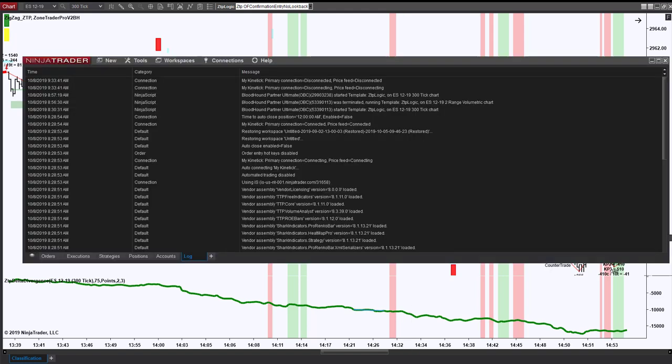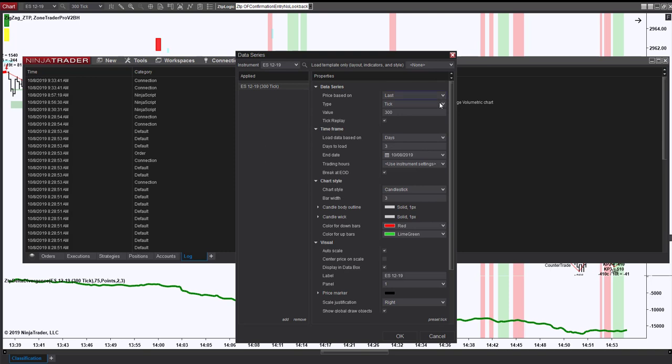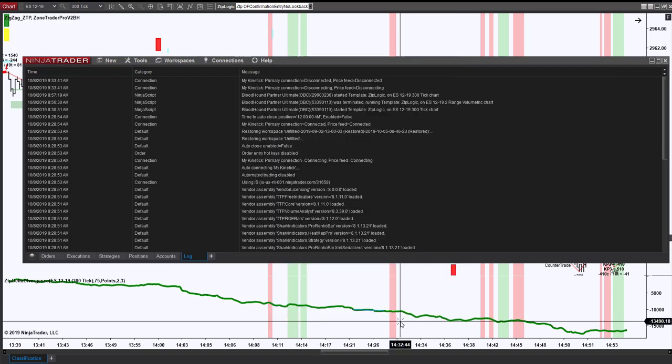Now, in order to set up BlackBird to take these trades, I'm going to open a new chart and select this, and I'm going to move the tick value down to only 50, and I'm going to uncheck tick replay. Now this is very important, and I'll explain a little bit more later, but what we want to do is have basically a blank chart with a very small tick value, and it is super important that you do not engage tick replay for BlackBird. So we'll go ahead and load that chart.